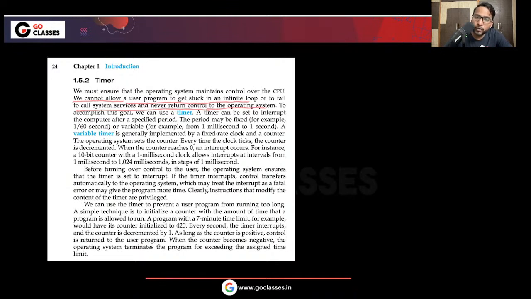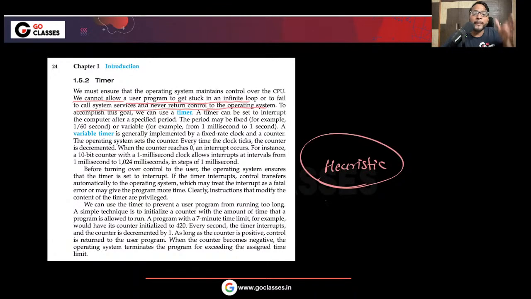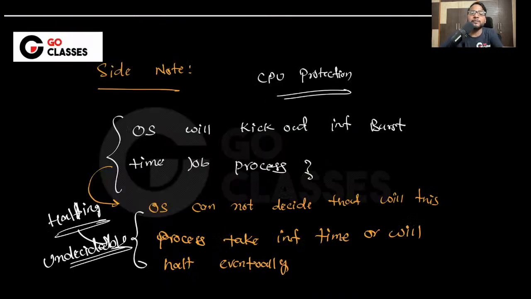So for that, what we can do is set a timer to interrupt. Let's suppose every 60 seconds I will check whether it is doing something. But these are just heuristics. You can implement it, but you cannot depend on it completely, right? It is not written in Galvin that the OS will kick it out, because the OS is never sure whether your program will halt eventually or keep on running.